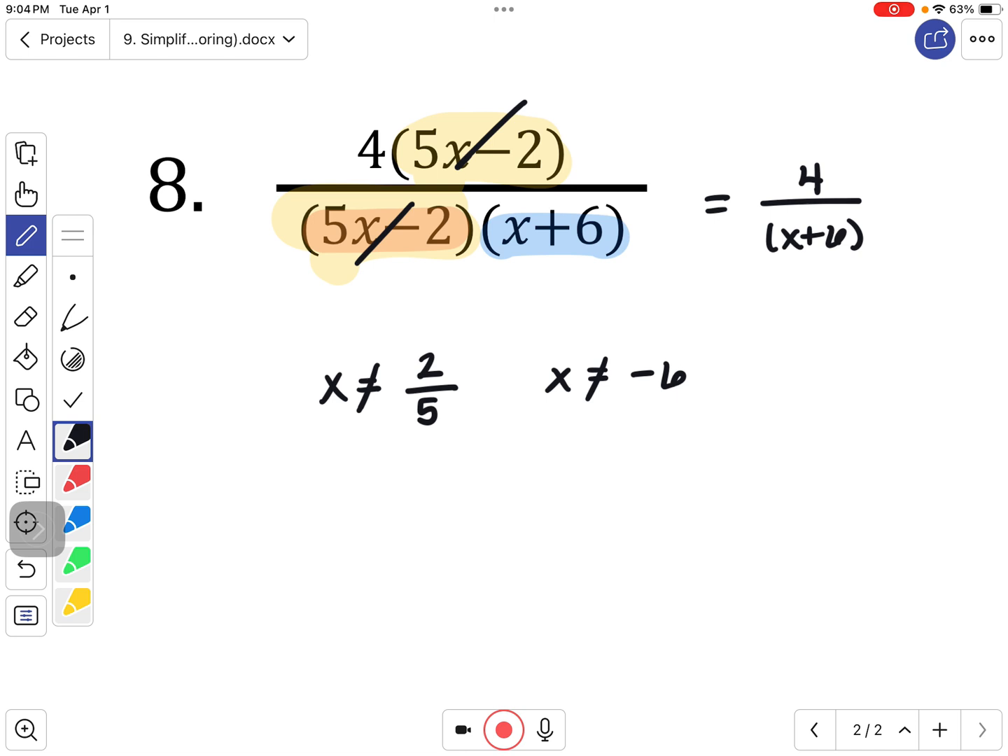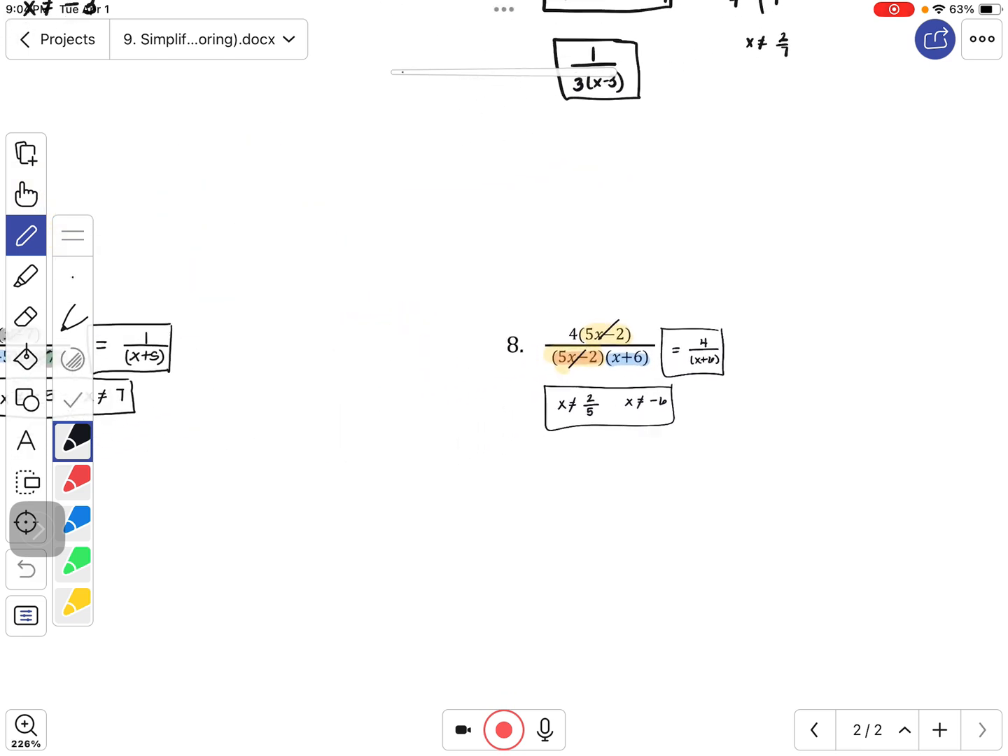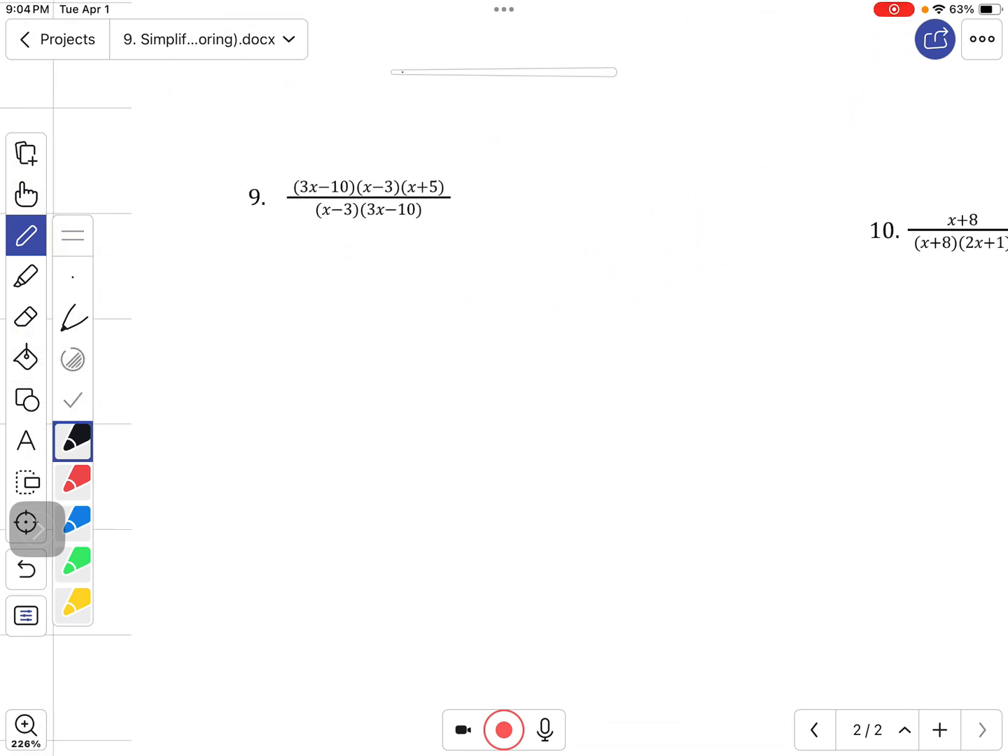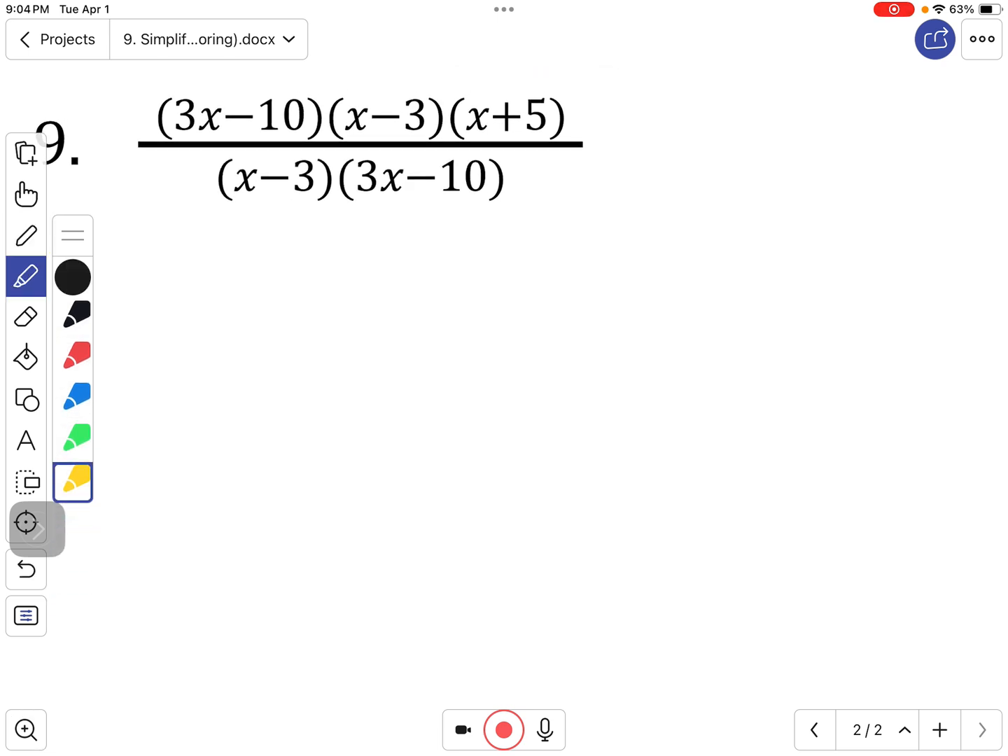Okay, so this is my simplified. These are my undefined values. Okay, let's try number 9. Looks like we got one of the easy undefined values, and then we have one of the ones that we have to think a little bit more for.